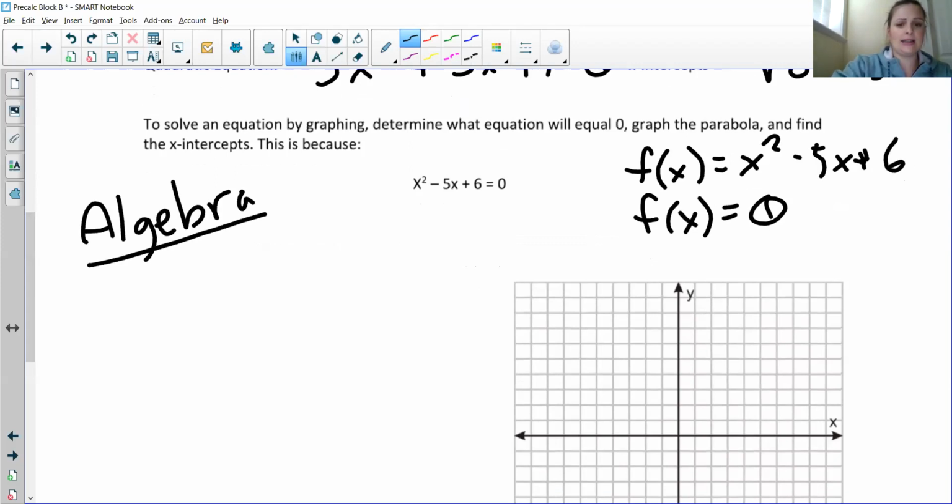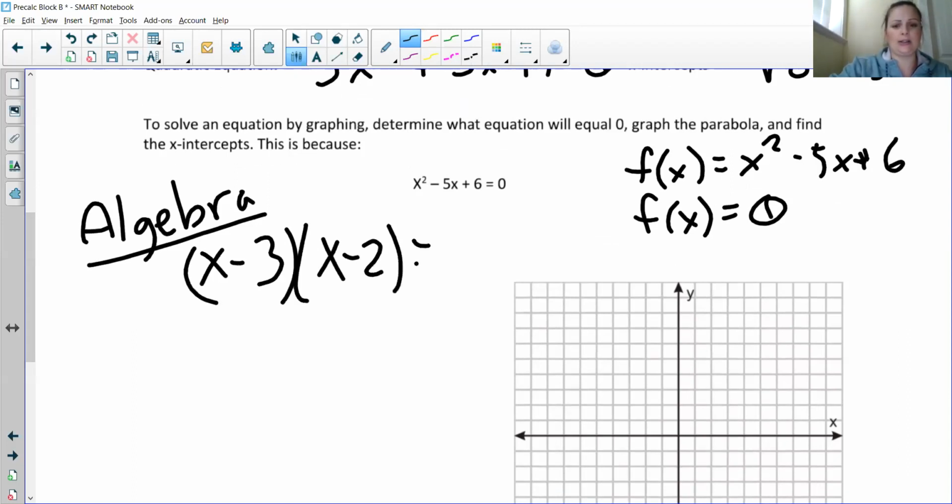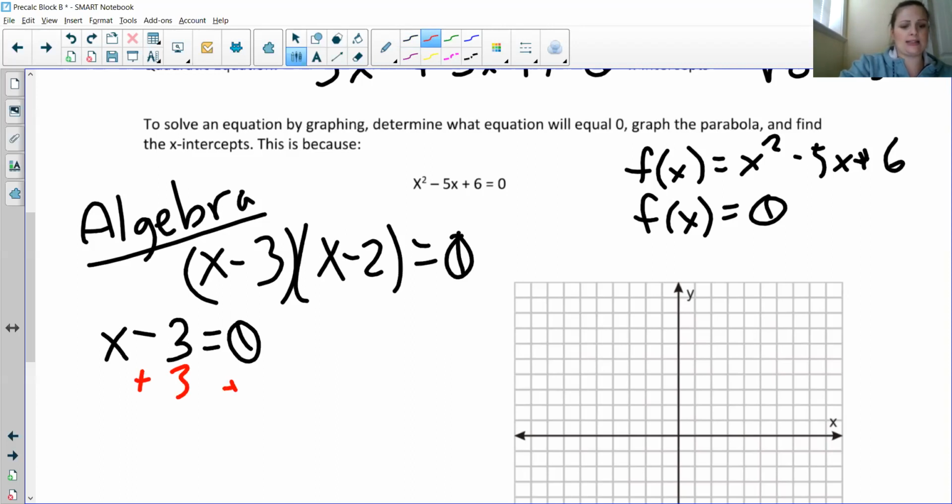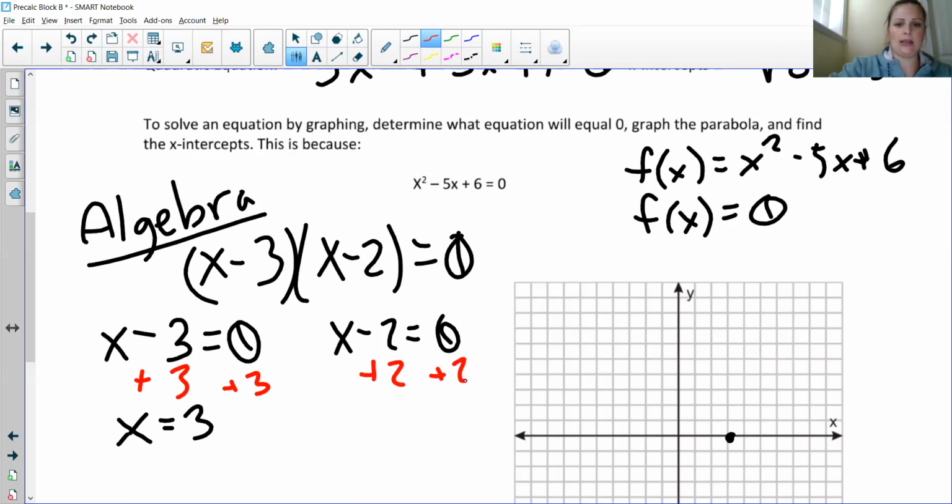and you would get that x minus 3 and x minus 2 equals 0. You would just factor that trinomial. And then there's 2 instances where you can get this to equal 0. So you can have x minus 3 equals 0. You would add 3 to both sides, and you would get x equals 3. So that would be right here. You can have x minus 2 equals 0. So you can add 2 to both sides. And the other value that will make this expression true is x equals 2.